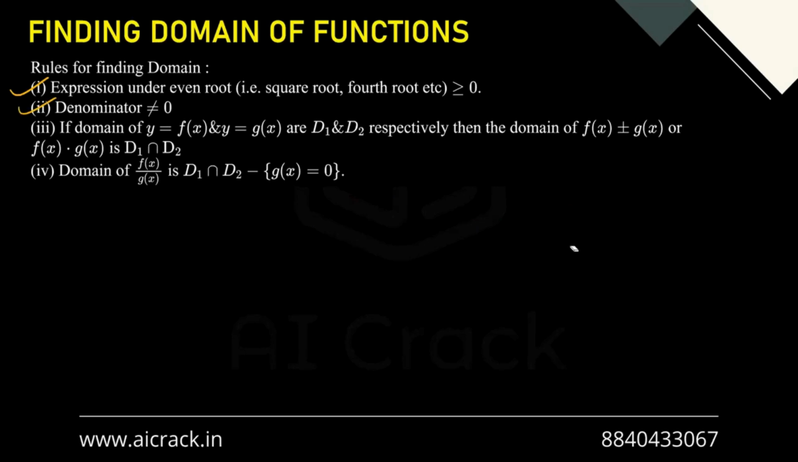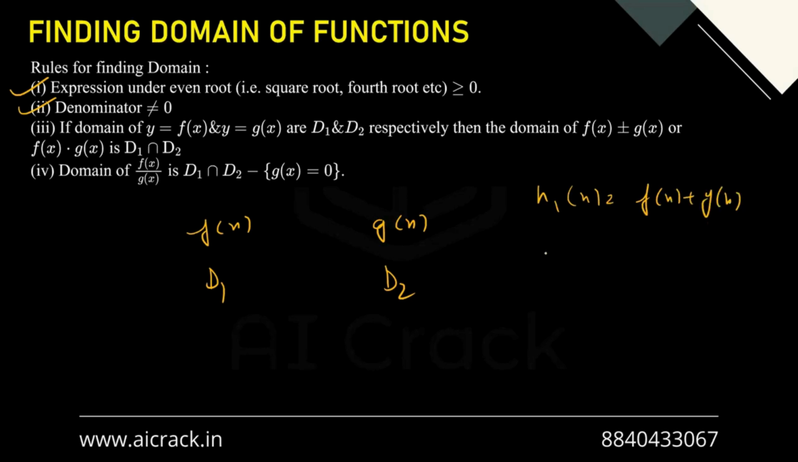Now let's talk about third rule. We have one function f(x) and the other function as g(x). This one has domain D1, this one has domain D2. Now we are forming two functions. First function is h1(x), that is f(x) plus g(x), and the second function is h2(x), that is f(x) dot g(x). Now in both cases, final domain would be D1 intersection D2.